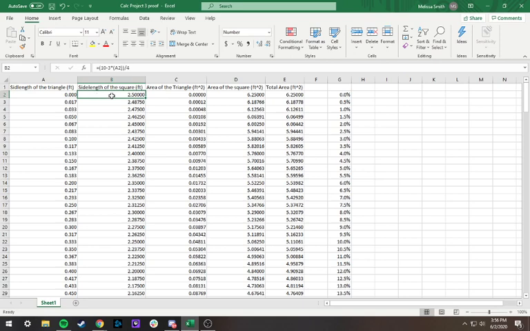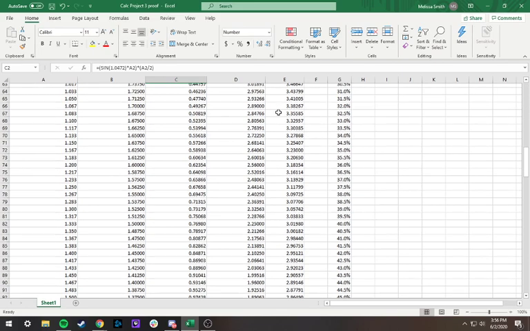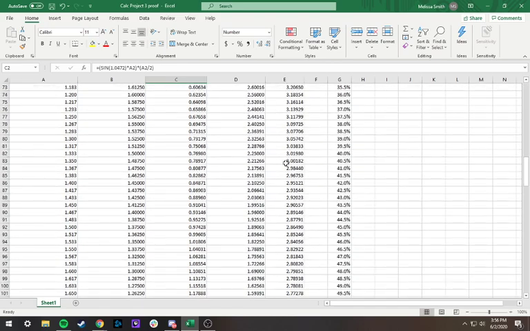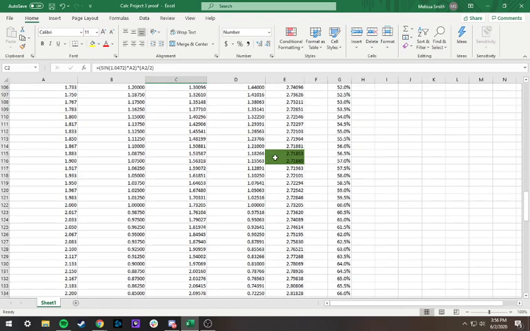Using that, I was able to set it up to use side length as a function of the side length of the square as a function of the side length of a triangle, and then using these values to come up with the area for a square and for the triangle, as well as the total. And then in this 5th column, using conditional formatting, I was able to have it highlight the lowest 1% of all data, which led to us finding, using the spreadsheet, a minimum value of 2.7185.